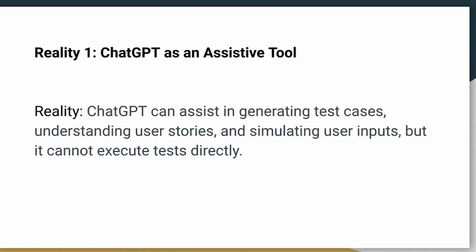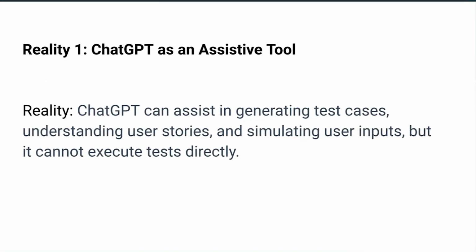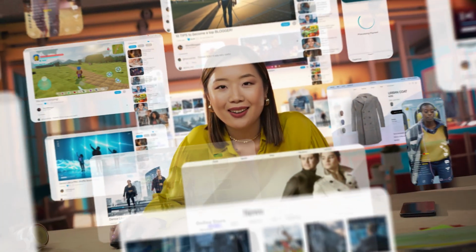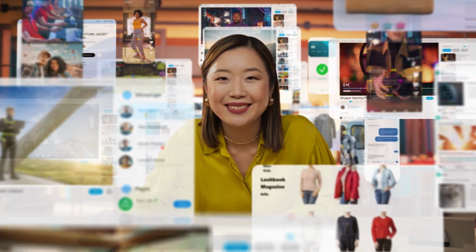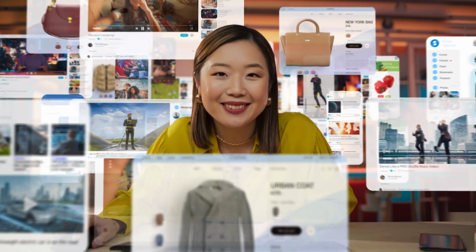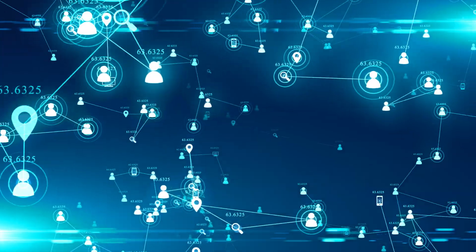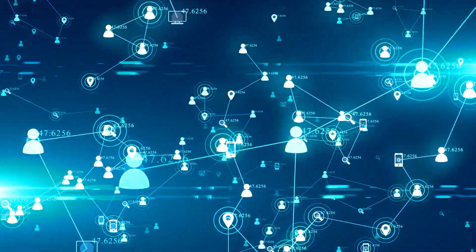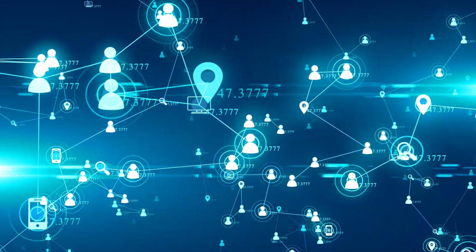Realities of ChatGPT and mobile automation engineers collaboration. Reality 1: ChatGPT as an assistive tool. ChatGPT can serve as a valuable assistant for mobile QA engineers. It can help generate test cases, understand user stories, simulate user inputs, and perform other supportive tasks. However, it works as a complement rather than a replacement for human testers.